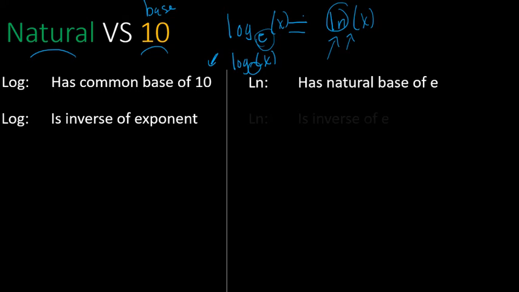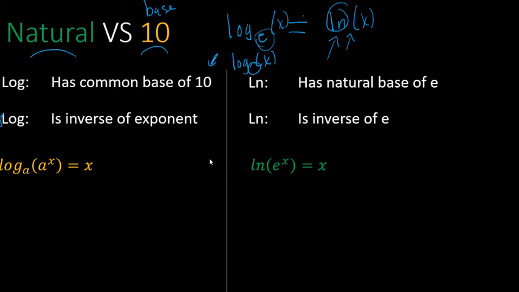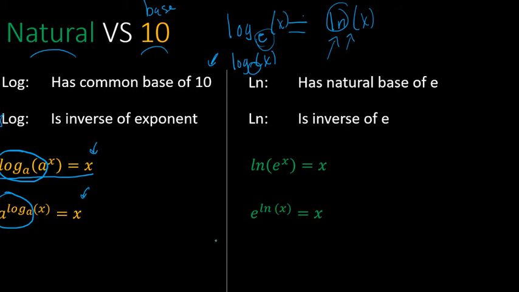Logarithms are the inverse of exponents. The natural logarithm is the inverse of e. Okay, so just like we were using those inverse properties for logarithms and exponents, you could do the same thing with the natural logarithm and e. And what we mean by that is, let's take a look. So we were practicing this, right? Log base a of a to the x equals x. We were practicing identifying patterns like this and then simplifying to get x.